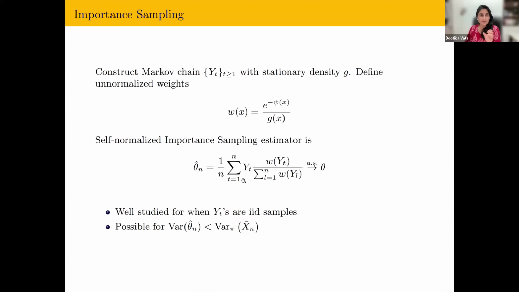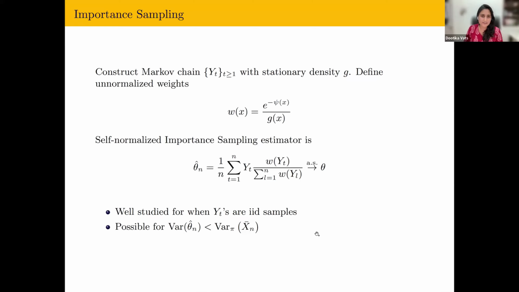Okay. Now, importance sampling is fairly well studied for when your Y_t are IID samples, so when you're able to get IID samples from G. And one of the main historical motivations for importance sampling has always been that I can actually do significantly better than good old-fashioned Monte Carlo if I identify my importance sampling density well enough. So the variance of the importance sampling estimator can be smaller than the variance of the sample mean from just regular Monte Carlo.